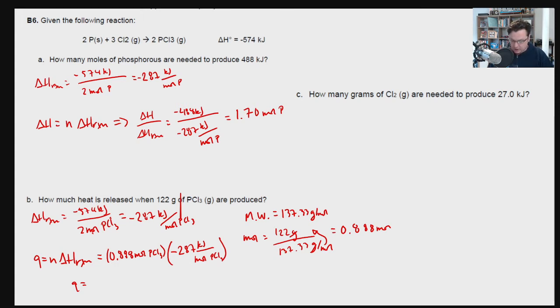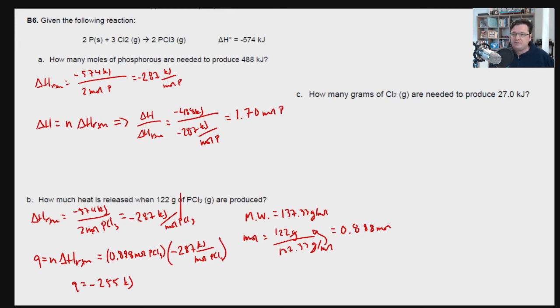Comes out to 254.8, right? Which is 255, negative 255 kilojoules. And so that's 255 kilojoules that are released in that case. So if it's a negative, your system's going to be losing that energy, so that's getting released to the environment. So that's how you do part B.